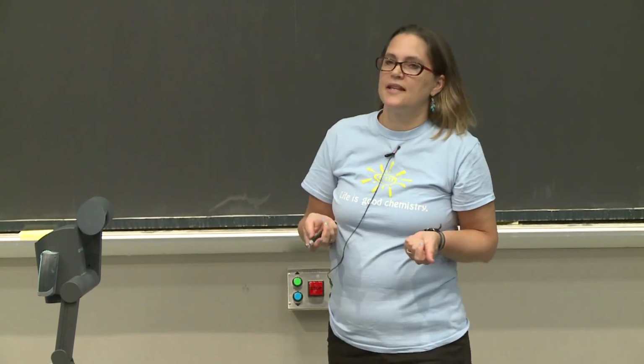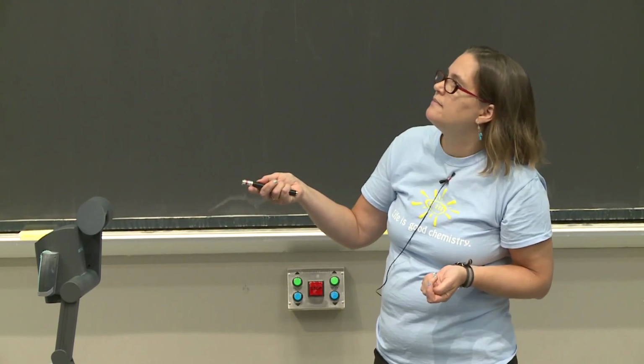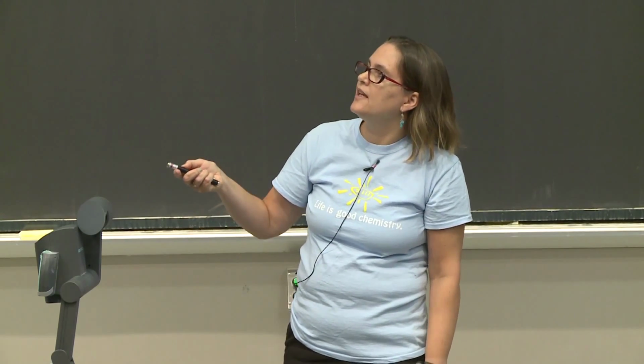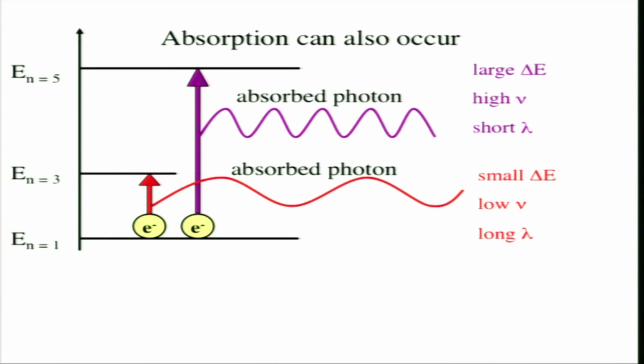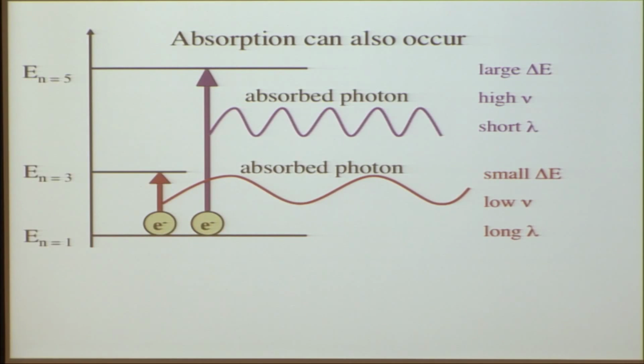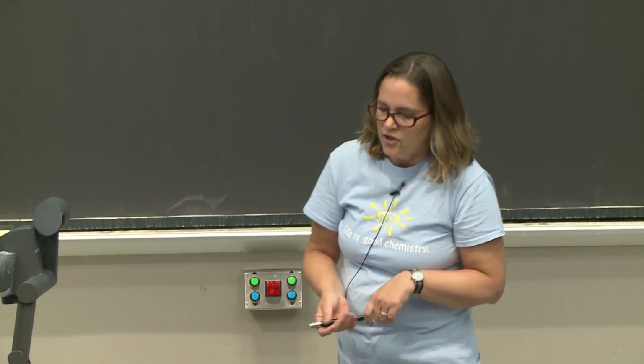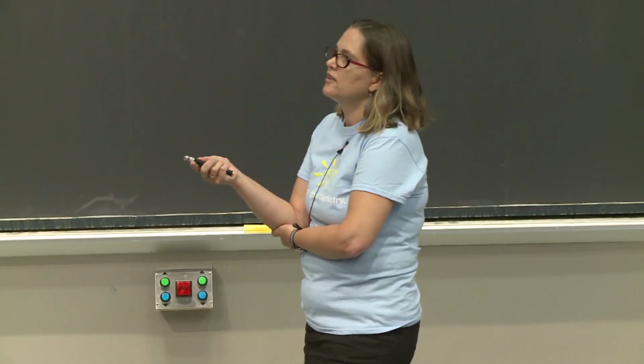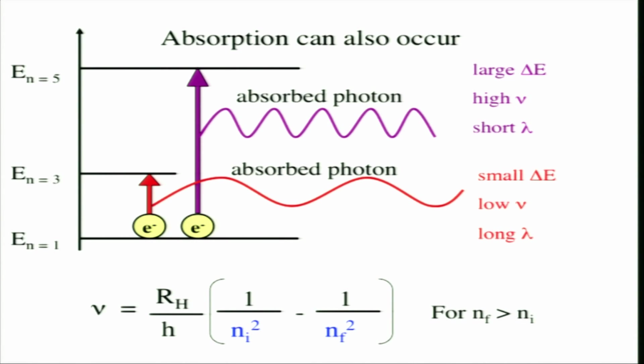All right, so we can think about the same things in terms of absorption. If it's absorbing a lot of energy, a big energy difference, it's going to be absorbing light with a high frequency and a short wavelength. If there's a small energy difference, it'll absorb a photon with a low frequency or a long wavelength. We'll come back to some of these ideas well into the course, and we'll look at some pretty colors.